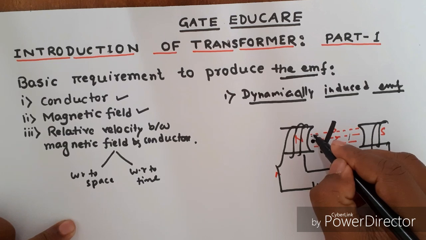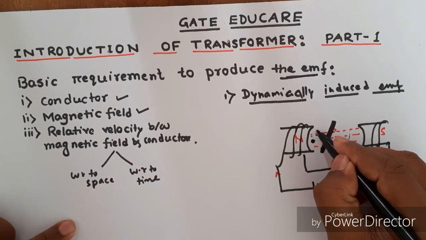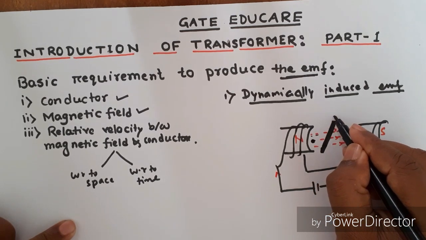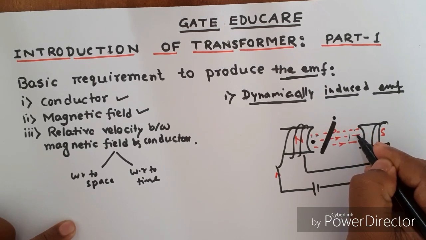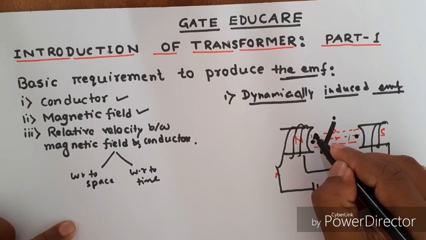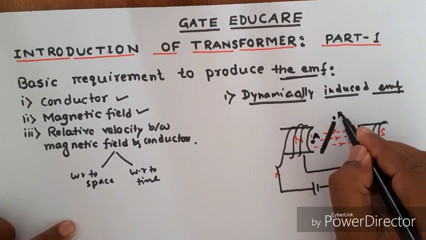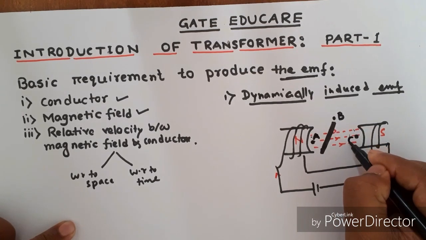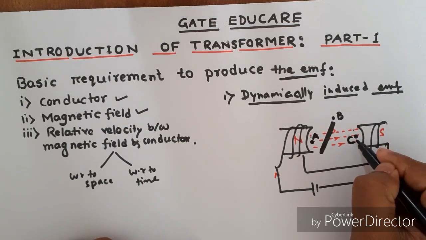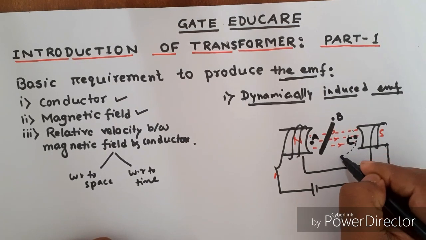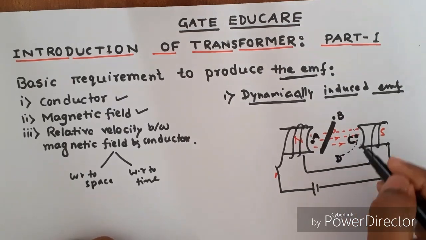Here if I move upward, flux decreases, here it is zero flux. Again in this direction flux increases, flux is again maximum but in the opposite direction. That means at point A flux is maximum, at point B flux is 0, at point C flux is maximum but in the opposite direction. Again here at point D flux is 0.